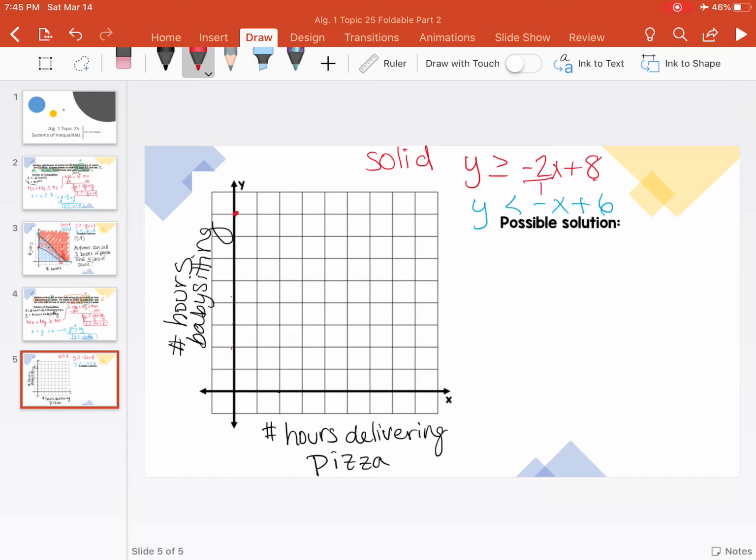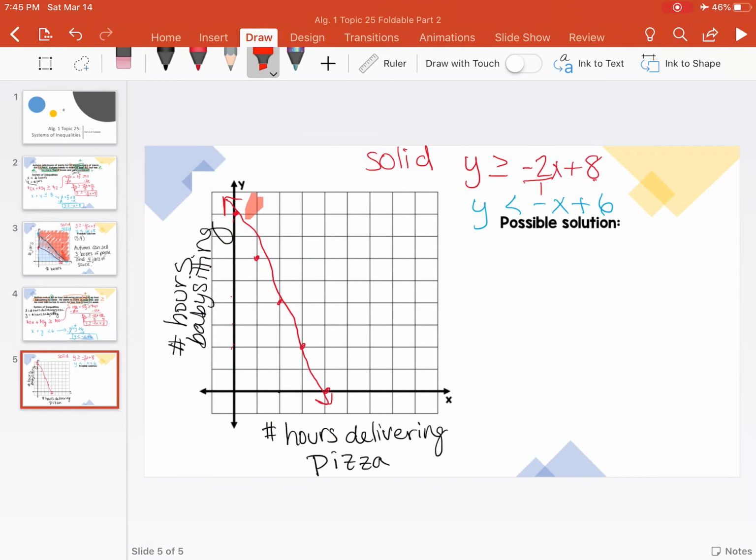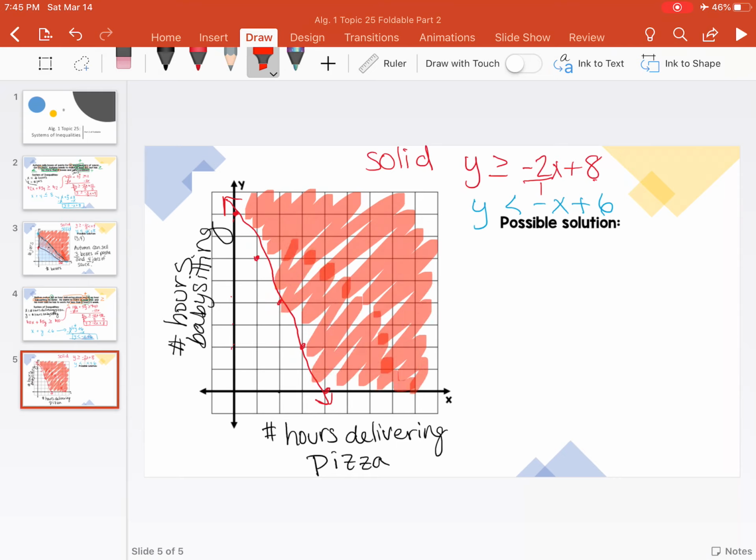And our slope is negative 2 over 1. So we're going to go down 2 over 1, down 2 over 1, down 2 over 1, down 2 over 1. And make this with a solid line. Whoa, that is not straight. Goodness, I need a ruler. Okay, when dealing with shading, since it's y is greater than or equal to, we're going to shade this entire big section here.